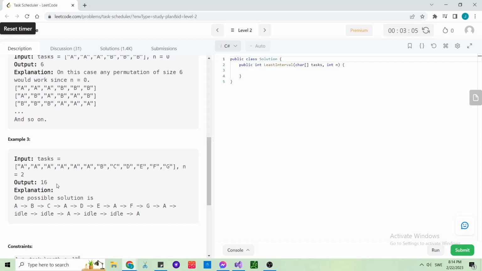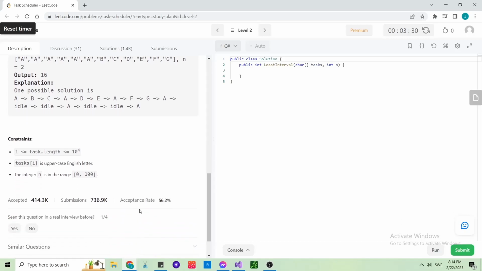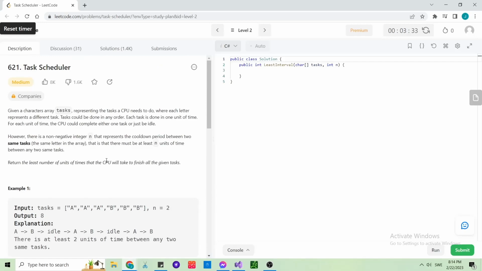Okay, now we're looking at example 3. So we have 6 A's, which means we need to use at least 5 times 3. So 5 of those A's need cooldown period 2 units after them. So 3 units in total, 5 of them need 3 units each, plus the last one. Okay, it's really not the best way to explain when I'm speaking over yesterday's video.